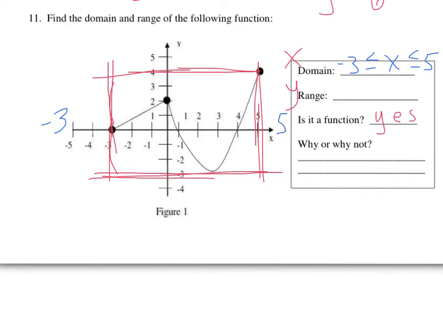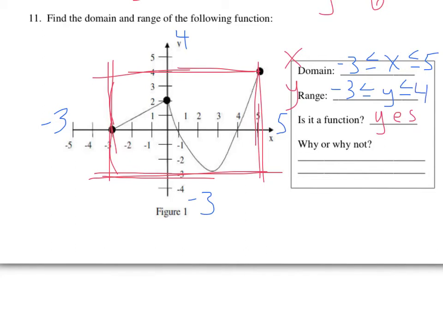In the range, we're going to do the exact same way. How low does it go? How high does the whole picture go? So our very bottom number, the furthest that it goes down is -3, and the most that it goes up is to 4. Once again, we write them in order from least to greatest. -3 less than or equal to y less than or equal to 4.